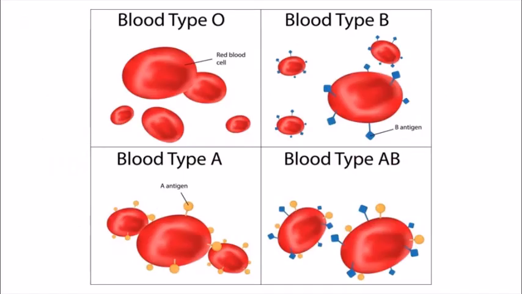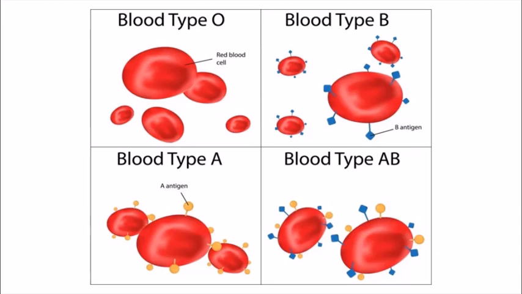So we have four types of blood groups. You can either have blood type O, B, A or AB. It depends on proteins like the antigens and the antibodies, and different blood groups are formed from it. Now we also say that it is O negative or O positive. That is because of the Rh factor.